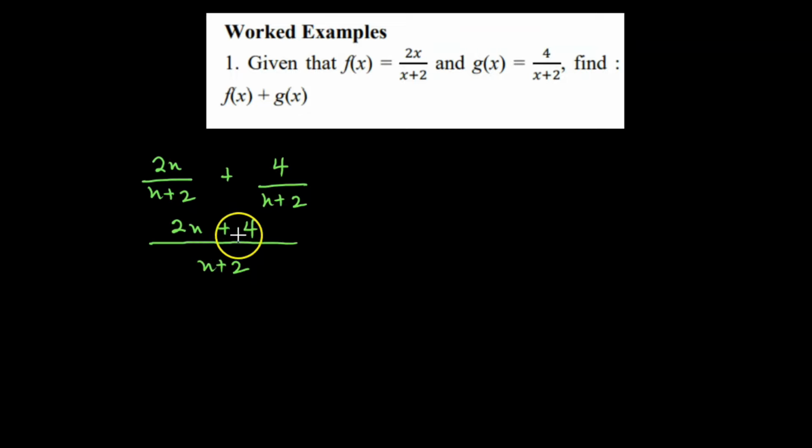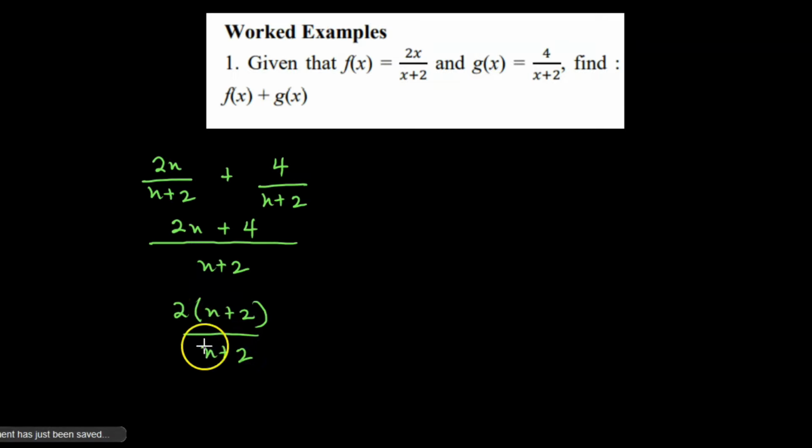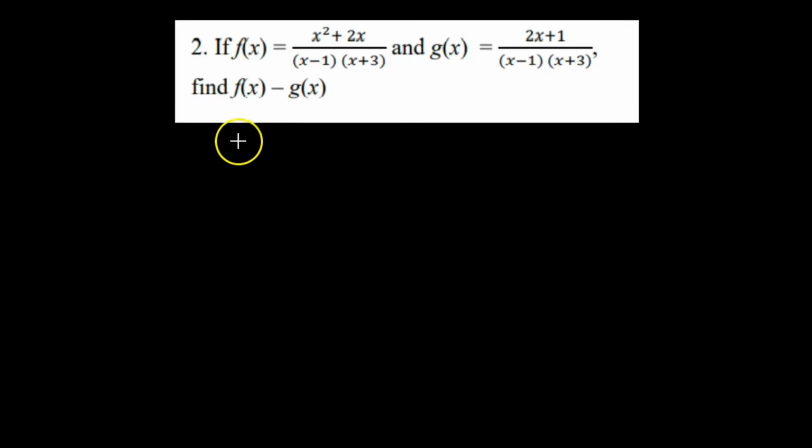Now 2x plus 4, if you look at it carefully, you realize that x plus 2 can go into 2x plus 4. So let's factorize out and see what we obtain. We are going to get 2 out, x plus 2, all on x plus 2. So x plus 2 can go into itself 1, and we are left with the answer as 2. So when we add 2x over x plus 2 and 4 over x plus 2, we end up getting the final answer as 2.